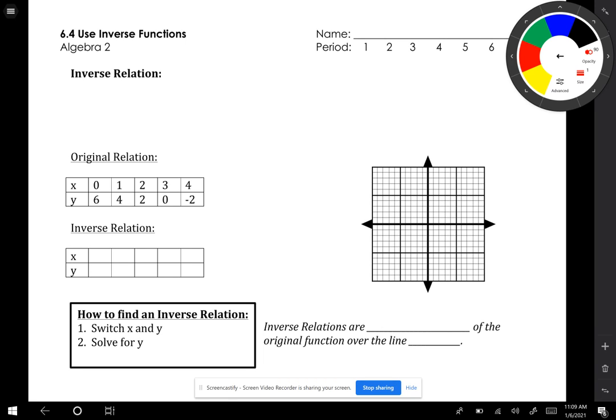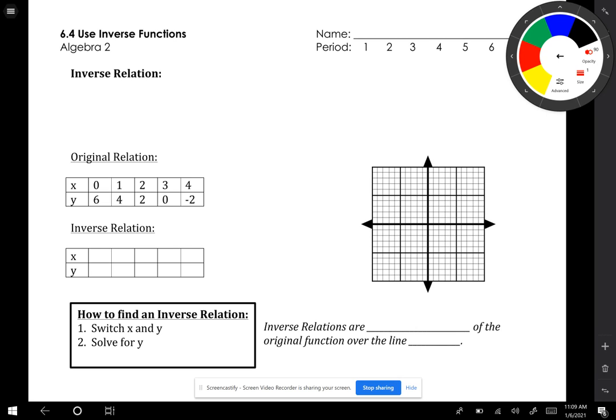Hello, Algebra 2 students. Today we will be doing 6.4 notes, use inverse functions. Before we talk about inverse functions, we are going to talk about inverse relations. Back in semester 1, a relation was just an ordered pair.